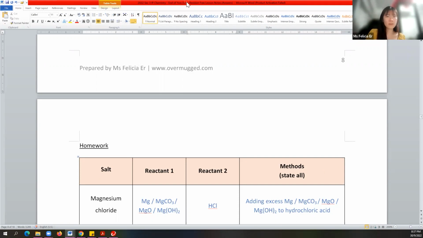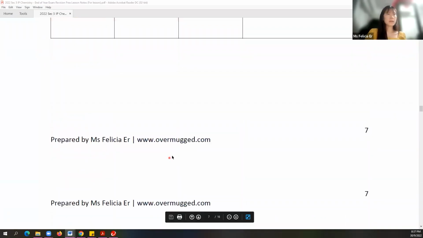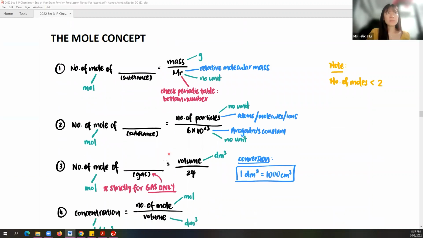So done for solves. Okay, so next up, I will be moving on to Kahoot first before I go through the mole concept, because I know that for some schools, you all don't learn mole concept this year. So at least I can dismiss some of you first.